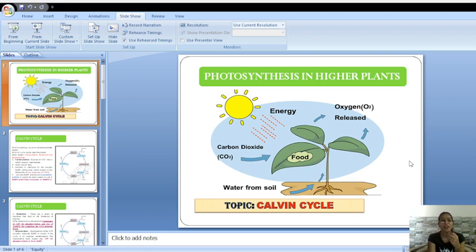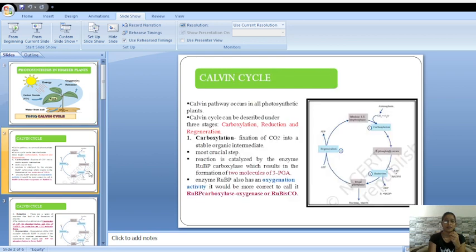So guys, today we are going to study a very important topic, that is Kelvin cycle. It is one of the most important as well as the easiest topics to study. So now what is Kelvin cycle? Kelvin cycle is one pathway which is taking place in all the photosynthetic plants. Now, Kelvin cycle is broken down into three major steps. The first one is carboxylation, the second one is reduction, and the third one is regeneration.